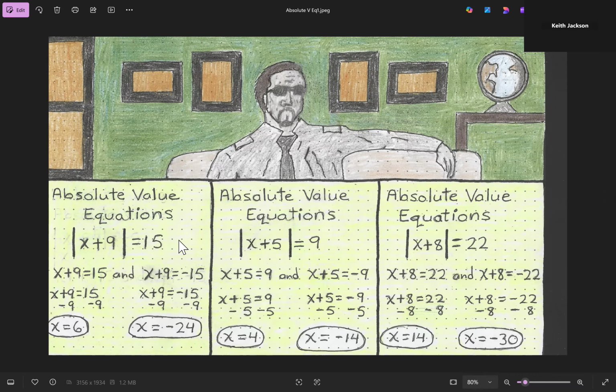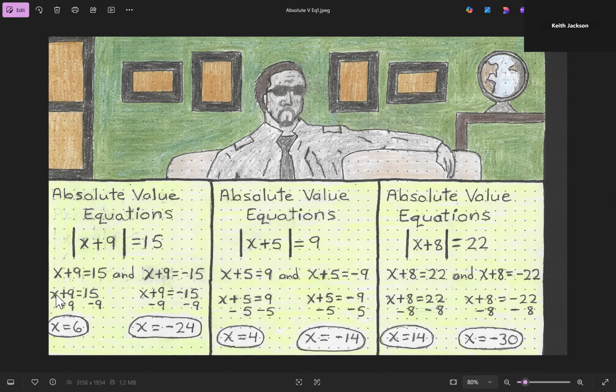When we see an absolute value equation like this, there are going to be two scenarios, and here they are for this particular one. x plus 9 is going to equal 15, and x plus 9 is going to equal negative 15. We have to consider those two scenarios because that's what happens when you're dealing with an absolute value equation, and we're going to show you why that is the case.